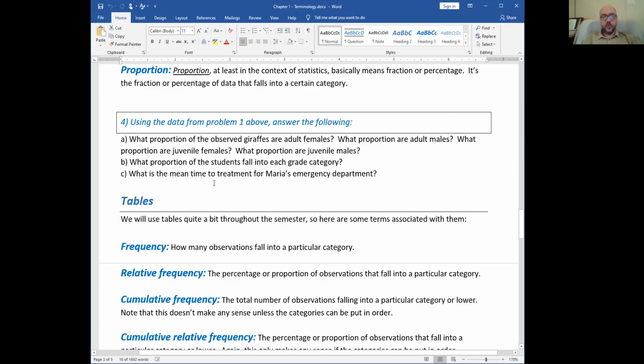That's the point I wanted to make here with 4C. So the mean time to treatment for the whole department, we're not sure of. Mean time to treatment in her sample was 2.1 hours. All right, that's what I wanted to say about those terms. So I'm going to go ahead and stop the recording.